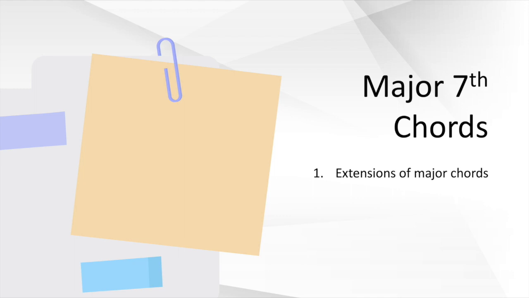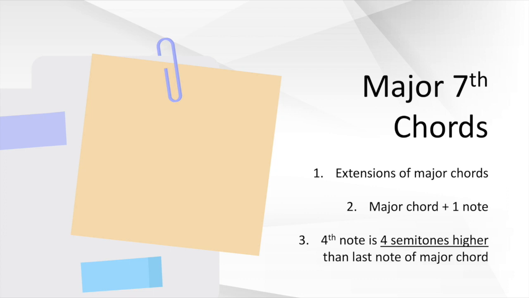The second extended chord we'll be running through today is the major 7 chord. Similar to the dominant 7 chords, major 7 chords are also extensions of major chords, and we simply need to add 1 note to major chords to turn them into major 7 chords. To find the 4th note of major 7 chords, we take the last note of the major chord and add 4 semitones to it instead of 3 in the case of dominant 7 chords.